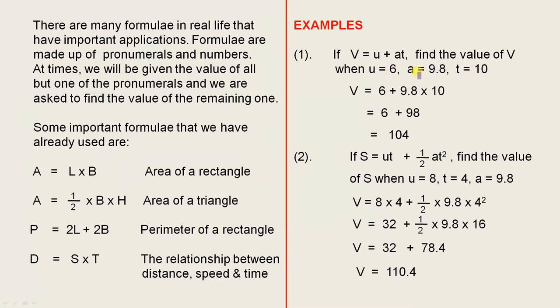So, if we substitute each of those numbers there for the respective letters, we get that. We do the multiplication first to give us 98. That's because of order of operations. So V equals 104.